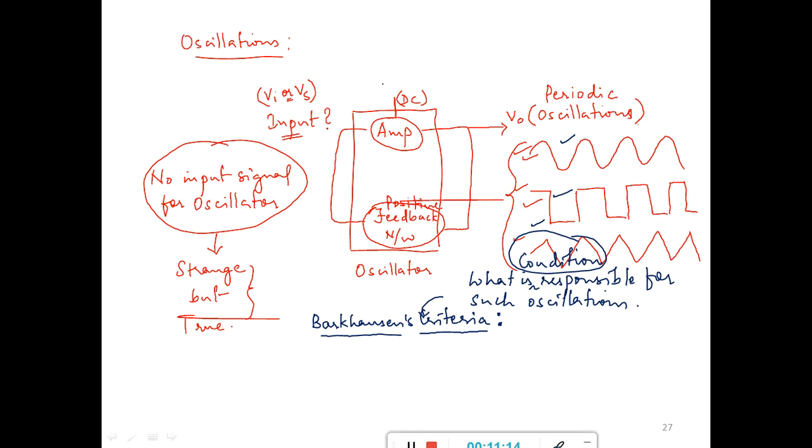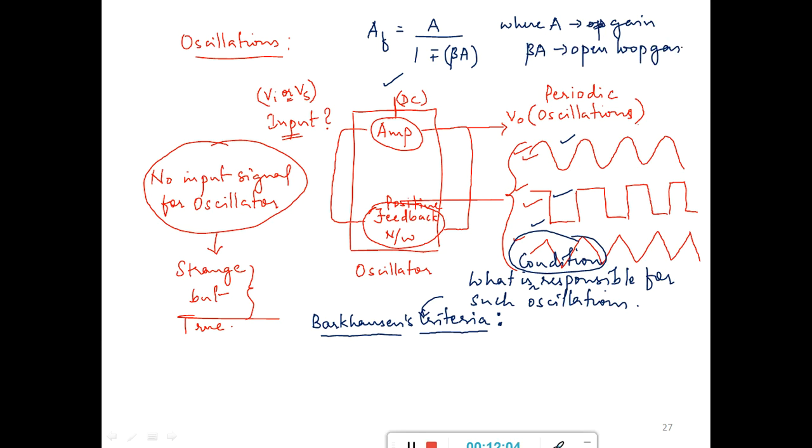Now, for this particular amplifier and feedback based circuit, what is the general equation for gain with feedback? The gain with feedback can be expressed as AF equal to A divided by 1 minus or plus beta into A, where AF is the gain with feedback. It can be A into beta or beta into A, where A is simply the open loop gain. Sorry, it is just the gain without feedback. Beta into A is called the open loop gain, and AF is called the closed loop gain.